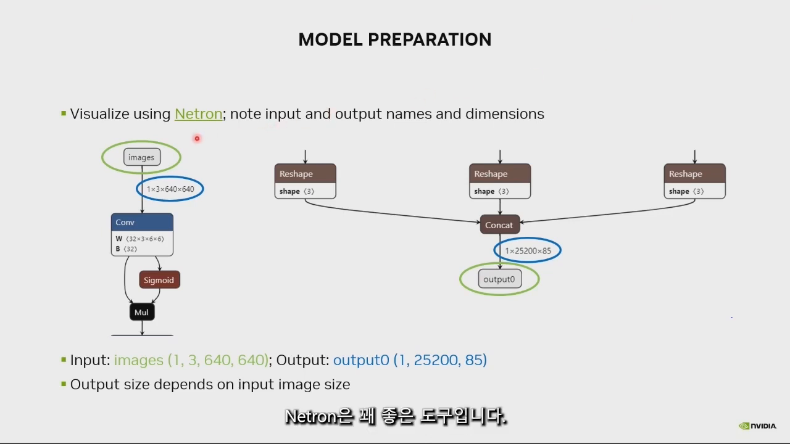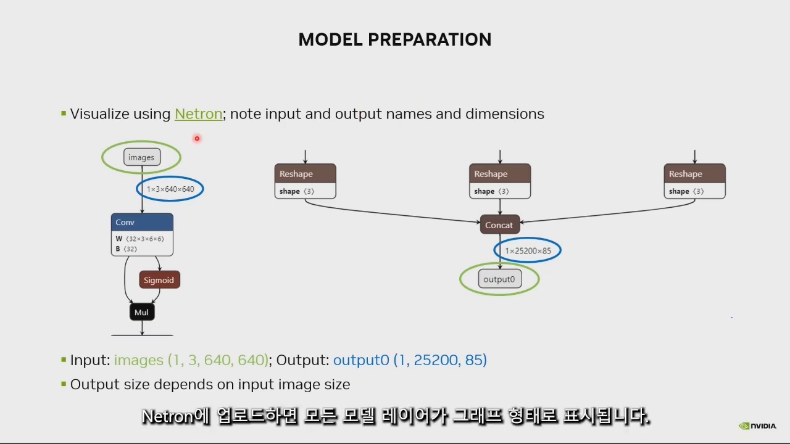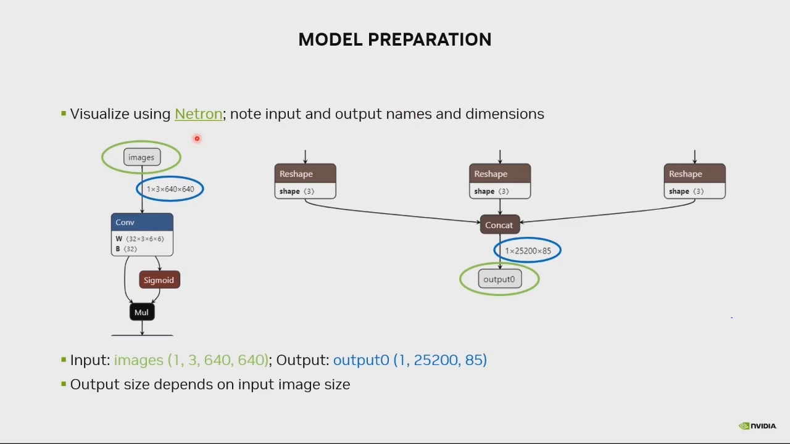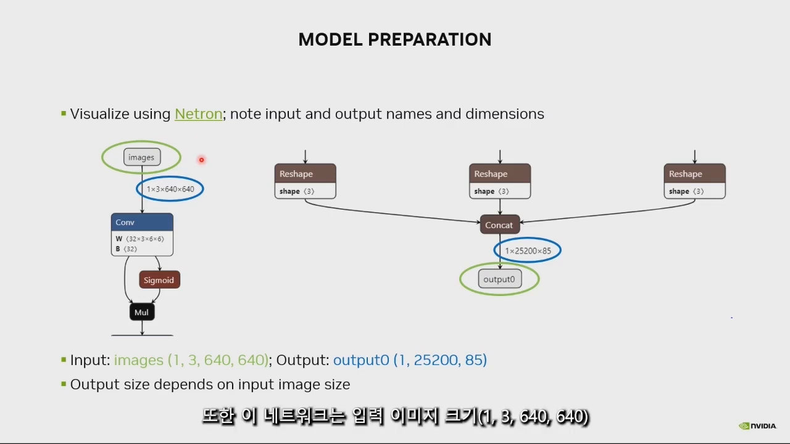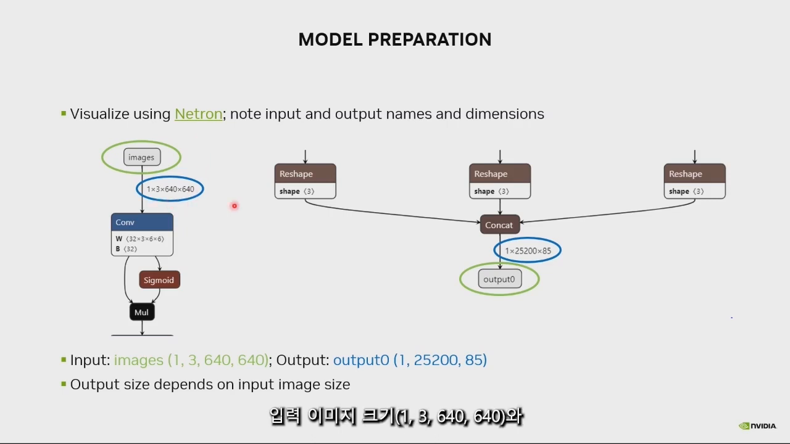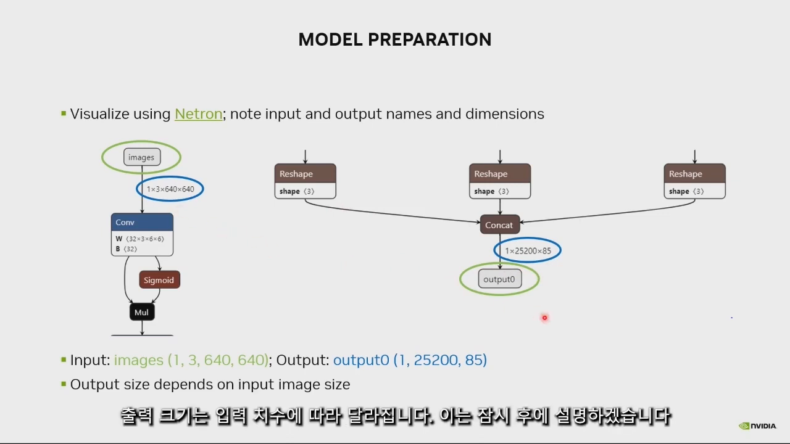Netron is a pretty good tool to visualize your models. You just have to upload your ONNX model to Netron and it shows all the model layers in a graph form. So these are the input and output parts of the YOLO v5s model from Netron, and it shows that this network expects an input image size of 1 by 3 by 640 by 640 and an output size of 1 by 25,285. Here the first number 1 represents batch size, and the output size depends on the input dimensions, which we'll get to in a bit.